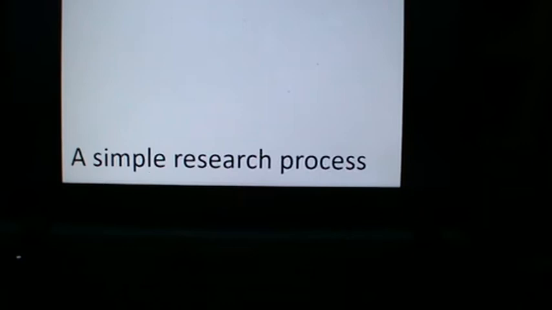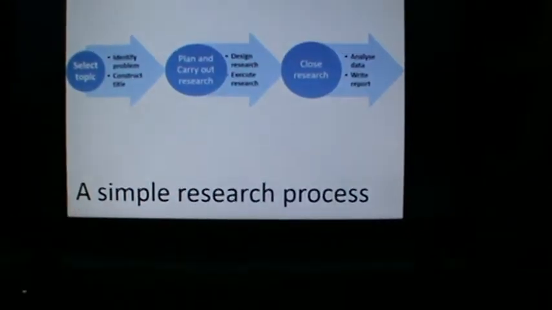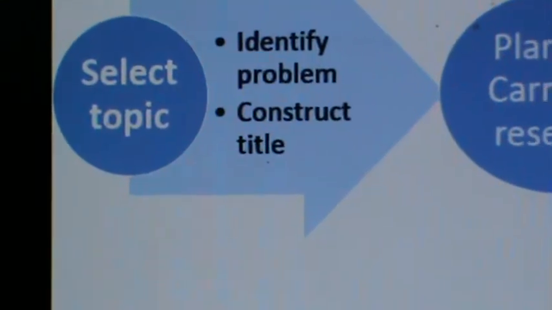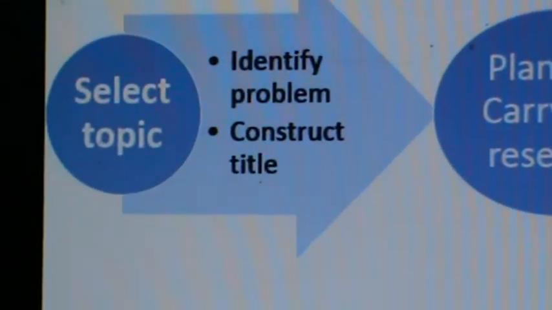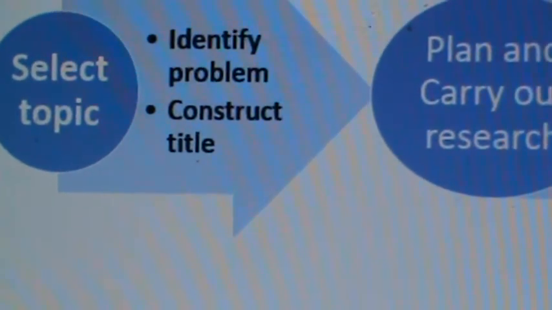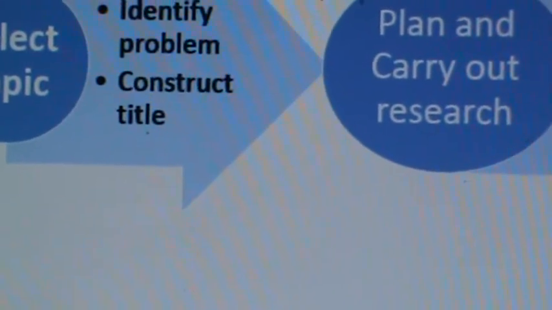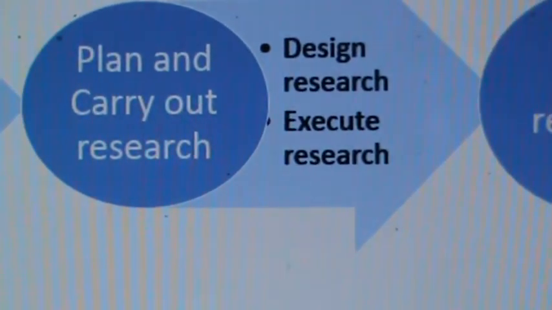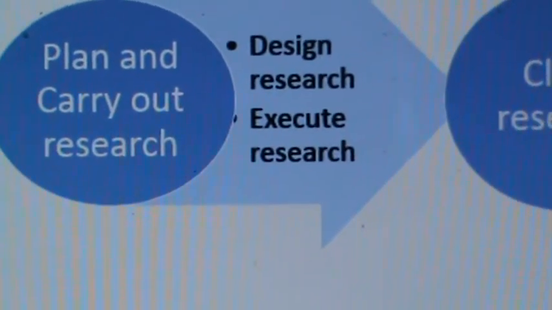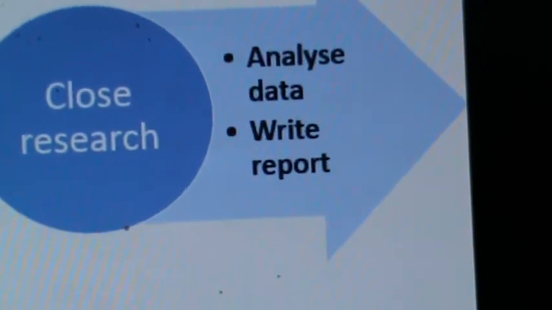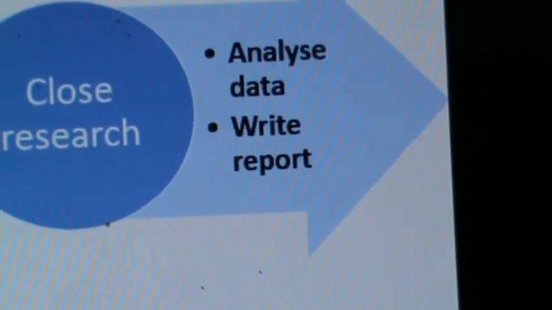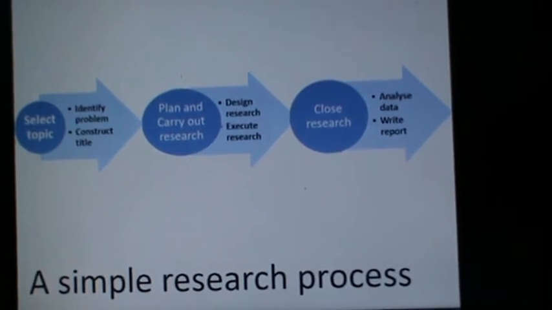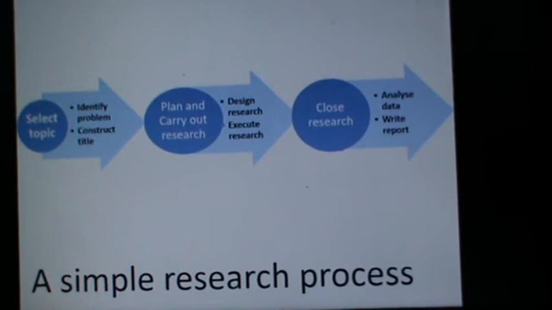Let's look at a very simple research process. It starts with selecting a topic that you want to research. This would mean identifying a problem and then constructing a title. Having done that, you then plan and carry out the research. You design the research, you execute the research, and then finally you close the research. You analyze the data and you write a report. So those are the three broad sections in that research chain.